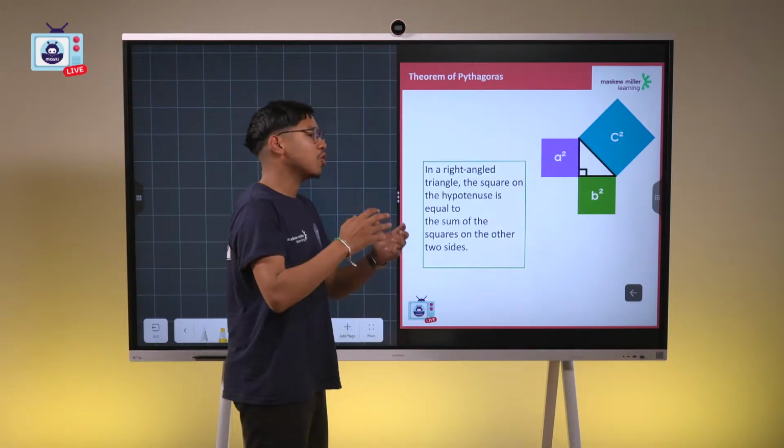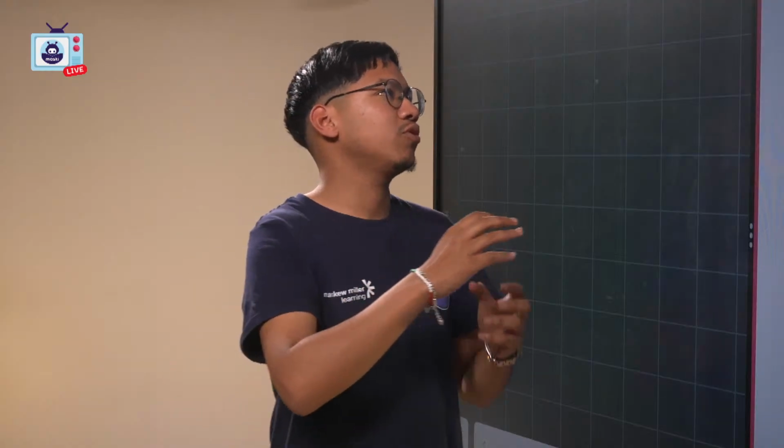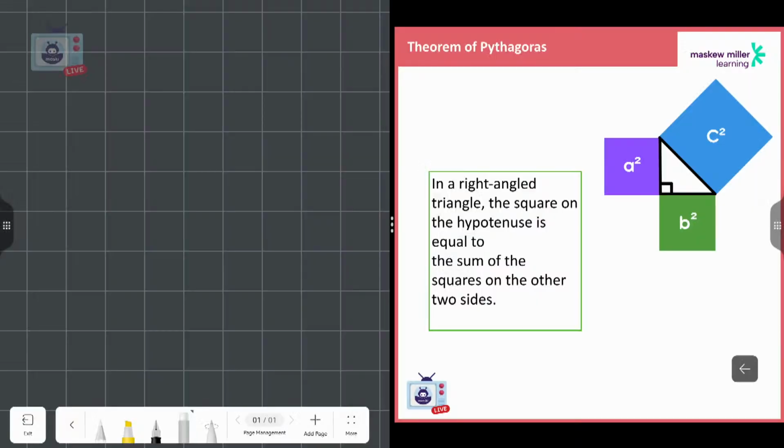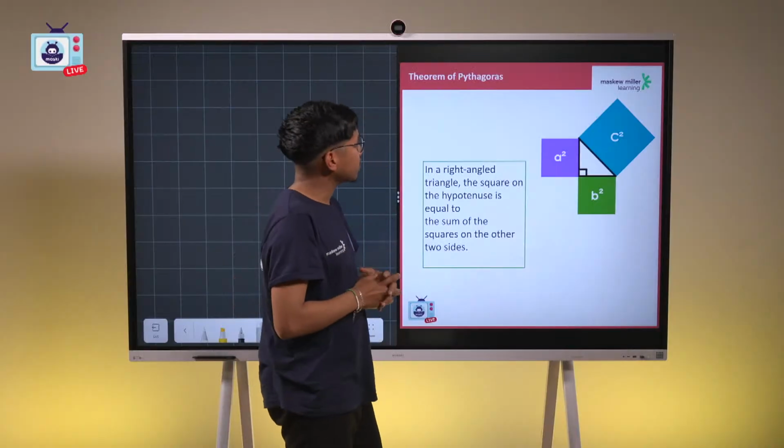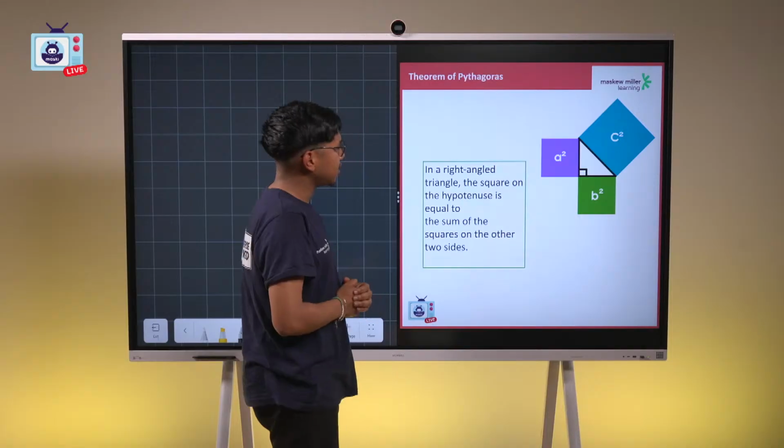So what does this theorem actually say? If we look at the theorem of Pythagoras, I want to ask a question. What is the root word of theorem? It's theory. So in other words, we are talking about the theory, and the theory is usually something that has been proven. So what has been proven in relation to Pythagoras?